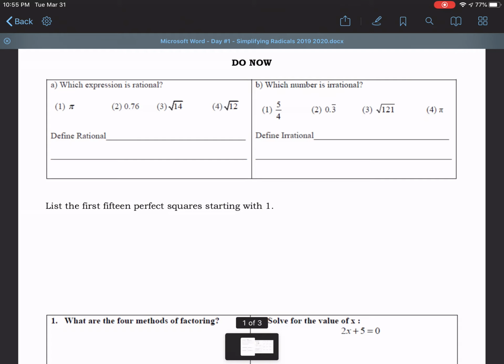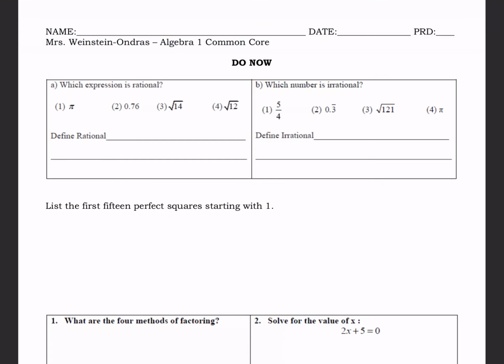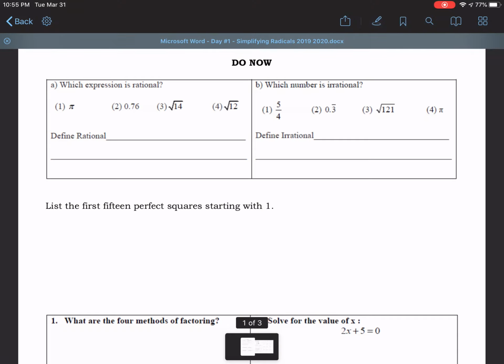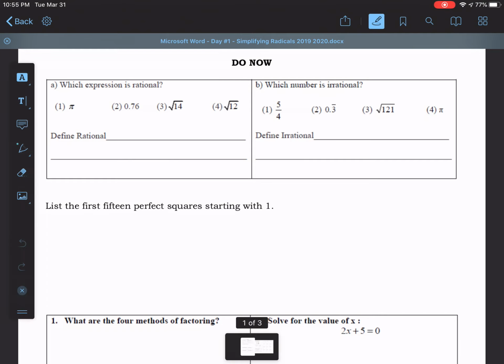So before we do that, on the do now, I want to just talk about what is the difference between a rational number versus an irrational number. So for part A, which expression is rational? The choices are pi, 0.76, the square root of 14, and the square root of 12.